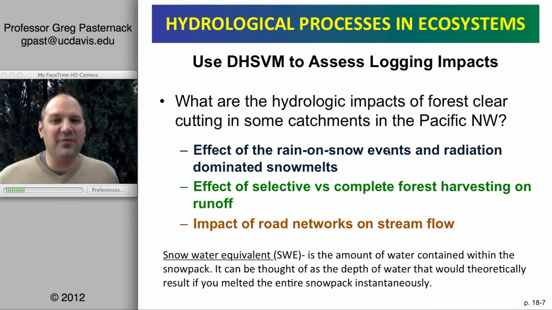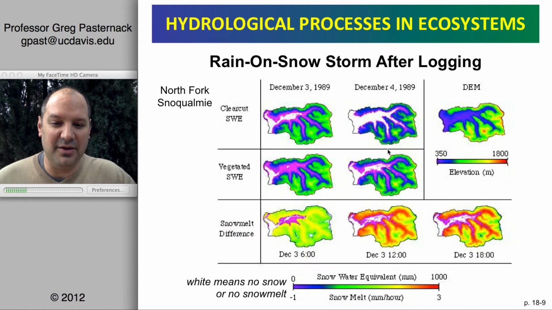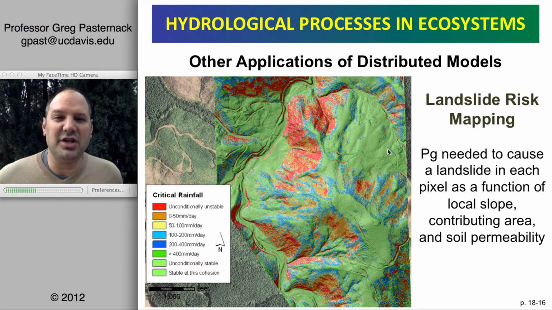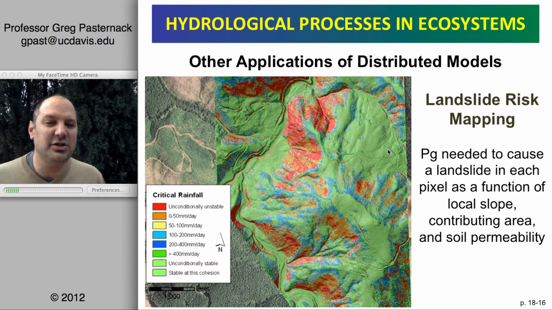So the way different distributed hydrological models represent forests and their eco-hydrological effects is crucial because that's going to determine what kind of management should be done. Okay, moving on, just a few other things. There's a lot more you can do with distributed hydrological modeling than just look at those runoff processes.